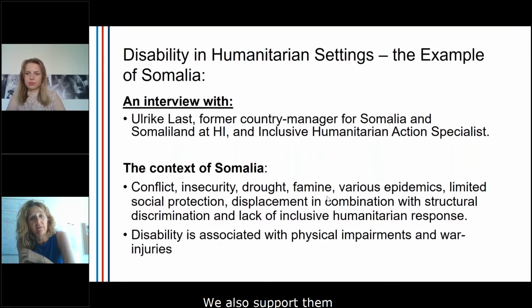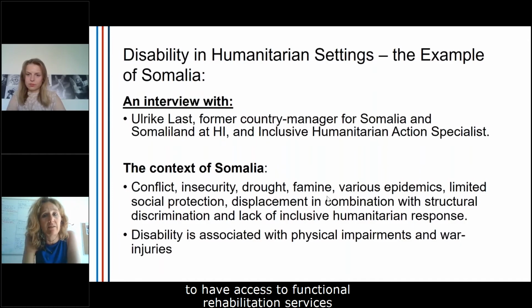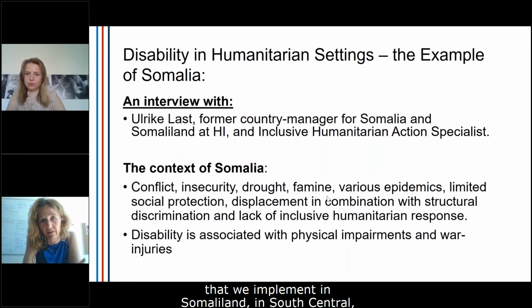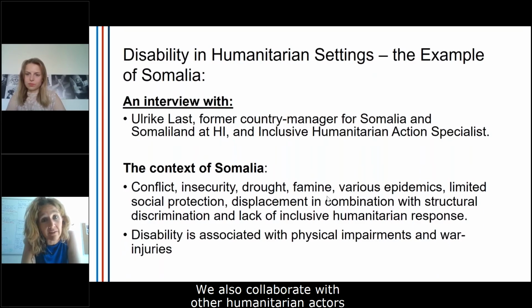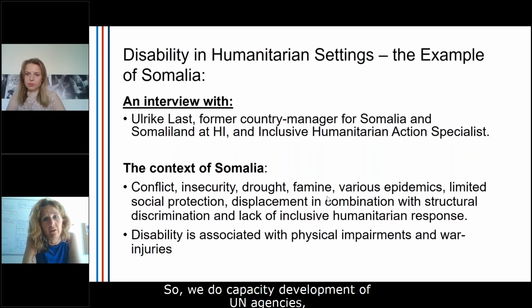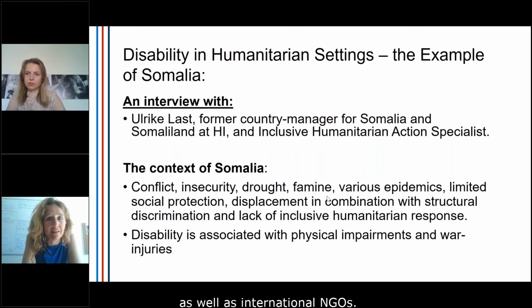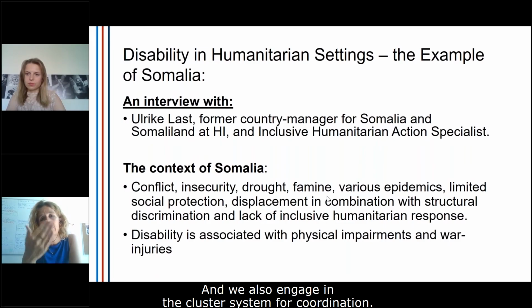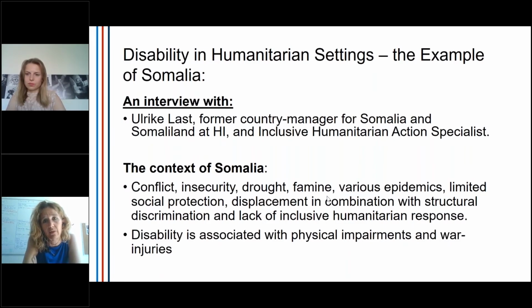We also support them to have access to functional rehabilitation services that we implement in Somaliland and in South Central. We also collaborate with other humanitarian actors to help them become more inclusive. So we do capacity development of UN agencies as well as international NGOs, and we also engage in the cluster system for coordination.